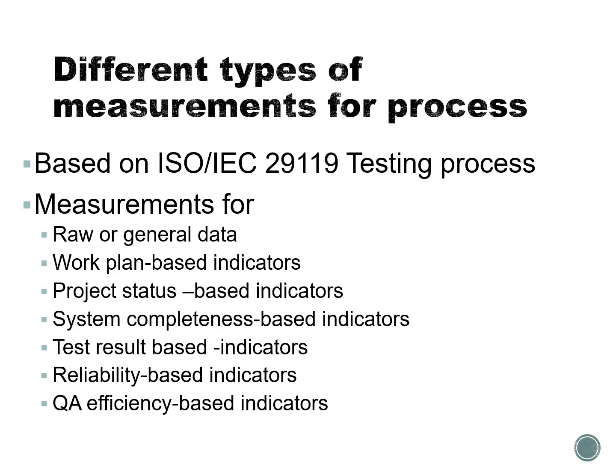So, the ISO IEC 29119 testing process standard is actually full of different ways of measuring things. I'm not going to go through these things here because there are literally hundreds of different ways to assess usability or security or all the different things that you could actually want to assess. So there are raw and general data-based measurements, work plans, project status, system completeness, test result-based, reliability-based, and quality assurance efficiency-based indicators. These are the main categories. On each of them there are several tens of different measurements that you should probably include. Of course, it's not meant that you use all of them all the time, but you pick some of them so that you can use them as your basis.